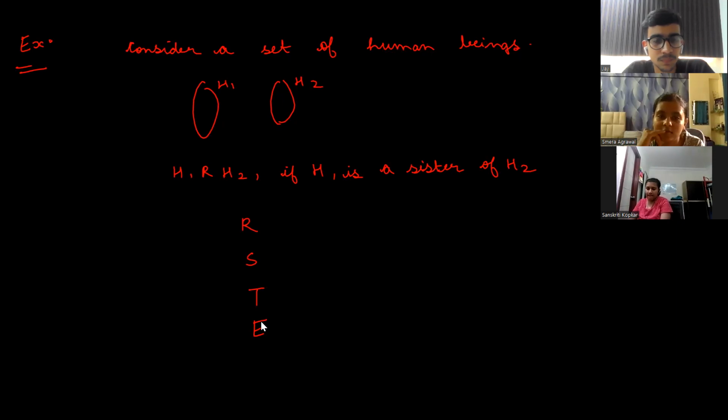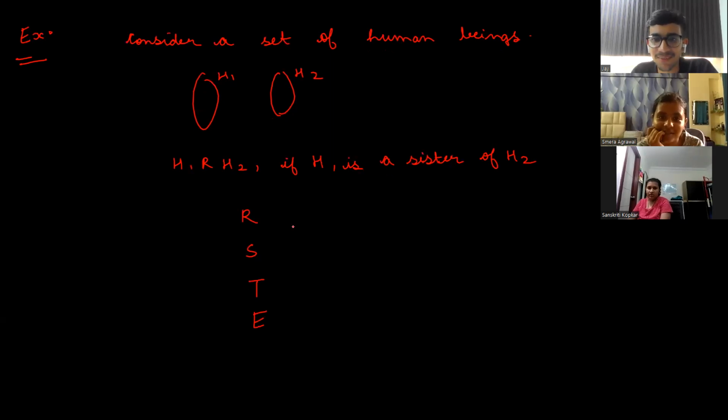It's not reflexive. How? You cannot be a sister of yourself. Right, okay. So it's not reflexive. Correct. What about symmetric? And that's not an equivalence also. So it can be symmetric. It can be symmetric. Sure?